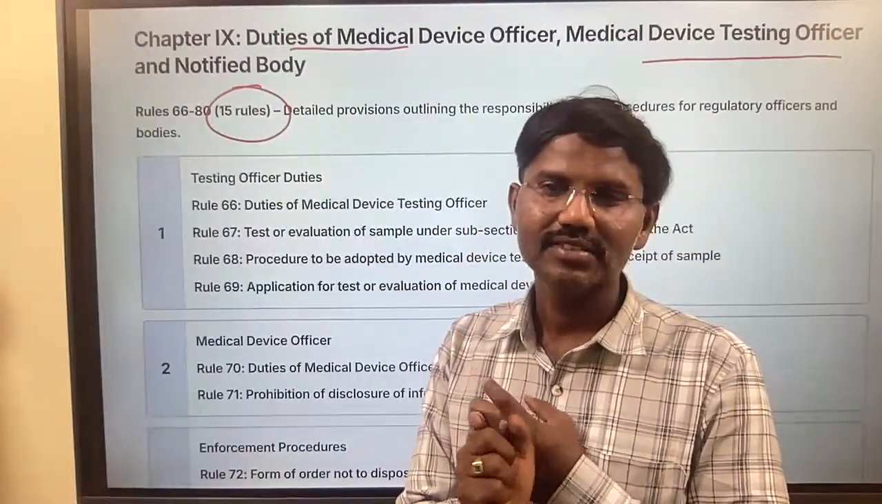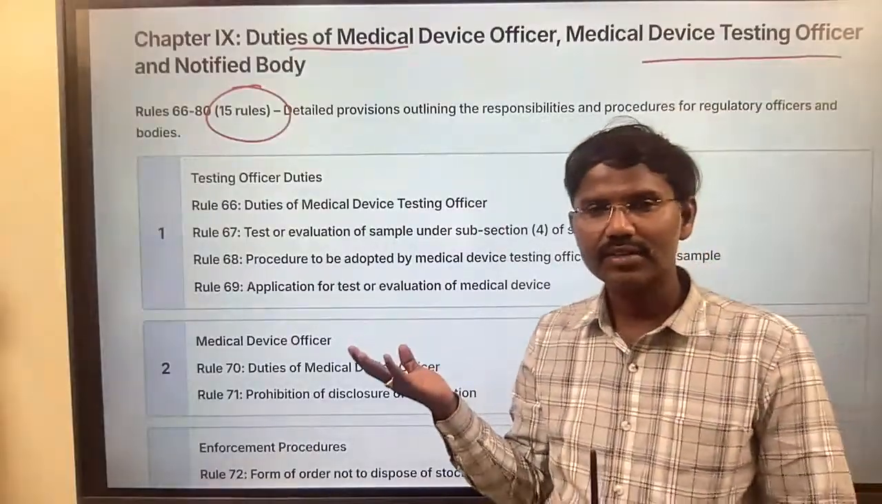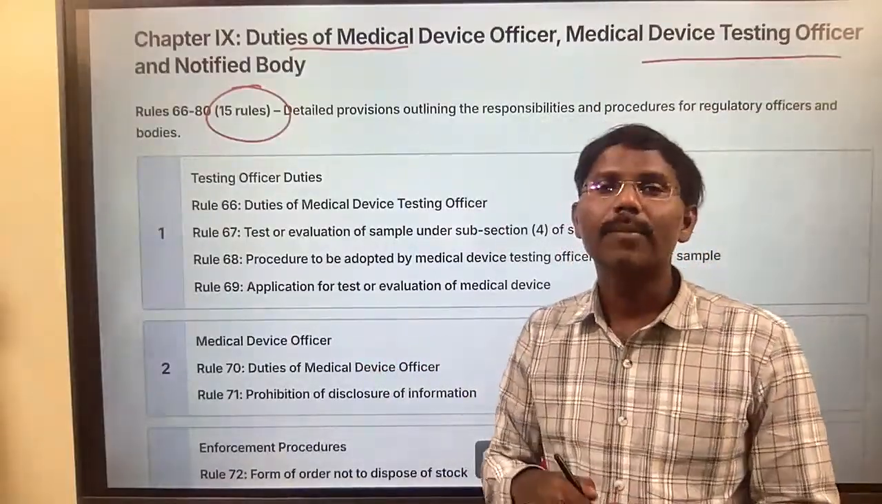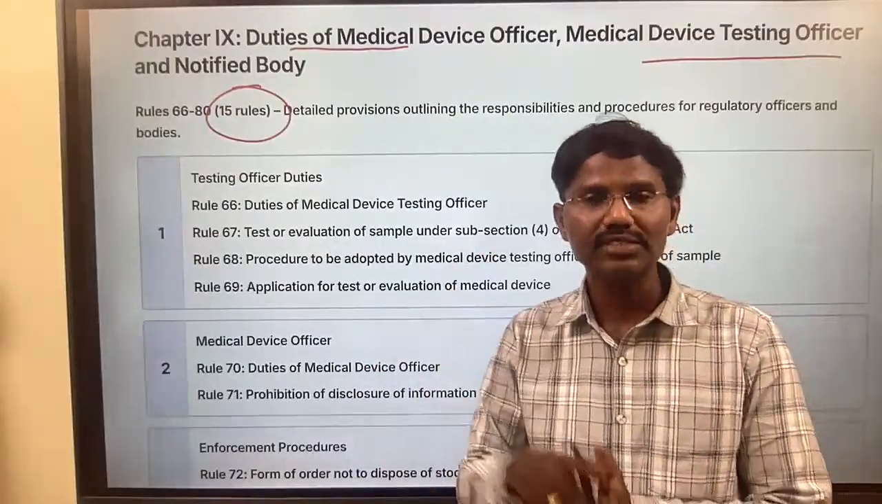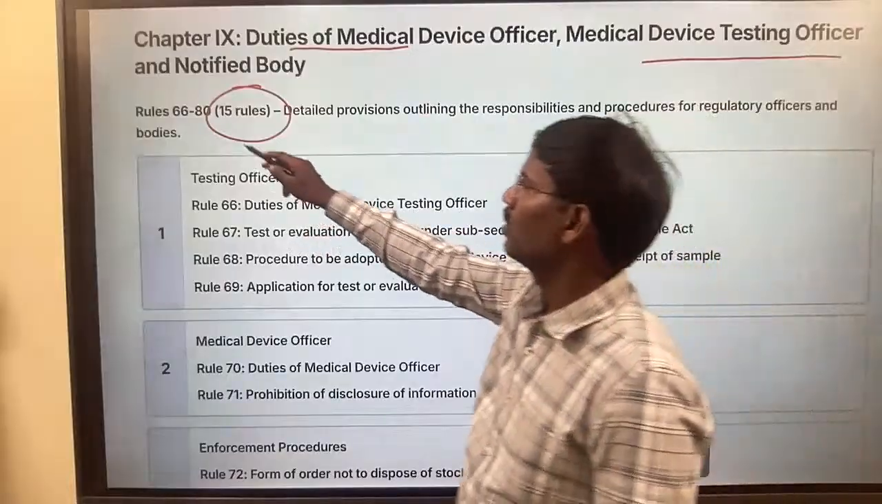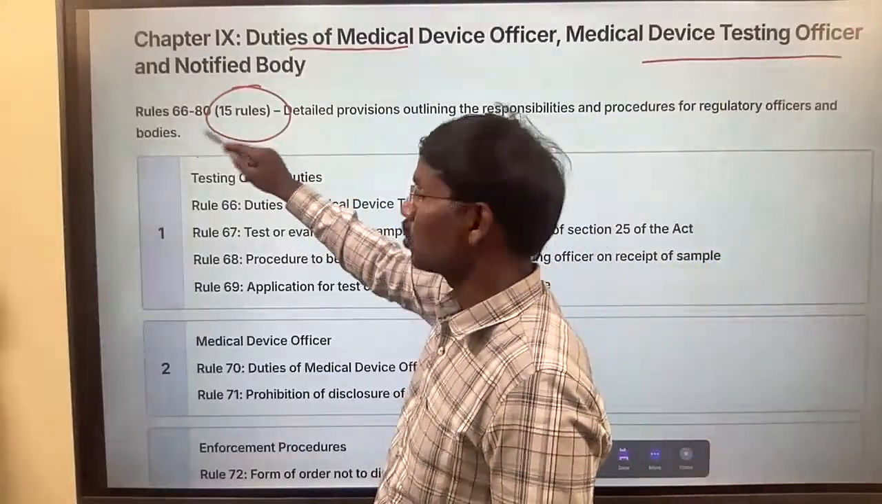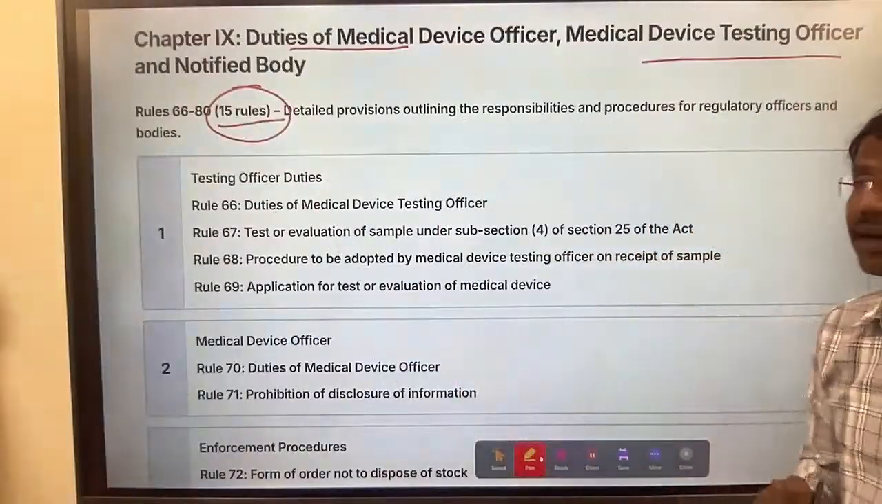Okay, 7th one. But 4th is the bigger one. Even 7th is the bigger one, but the number of rules is very high in chapter number 9, even though it is smaller. The rules number is high, that is 15. Maximum rules are present in chapter number 9.